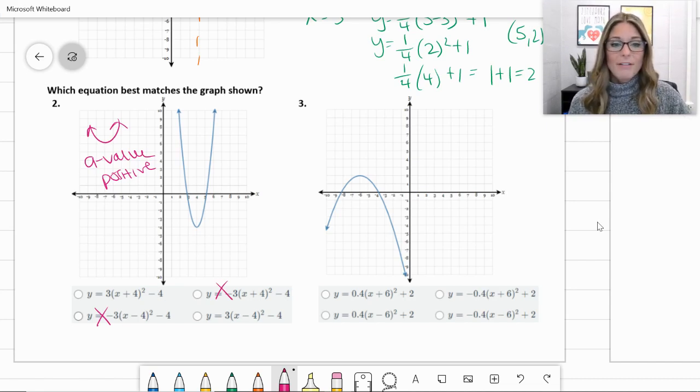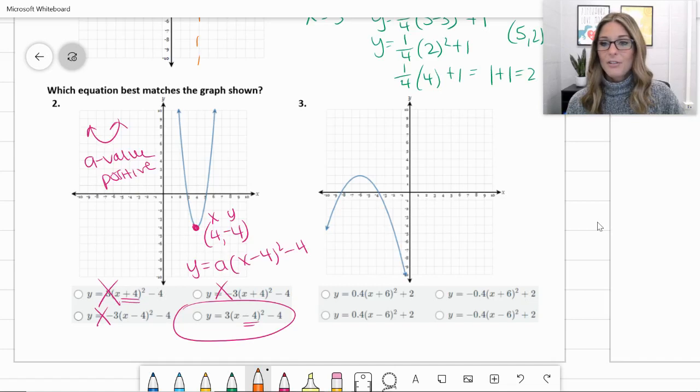I also can take my vertex on my parabola here. This is (4, -4). Now remember, when we go to vertex form, it's y equals a times x minus your x value from your vertex. So this is going to look like x minus 4 squared, and then keep the same sign, -4, for that y value of your vertex. So make sure you change your sign on the inside so it's not +4, that first answer choice, it's -4, this last one. Number 3, we can do the same thing.